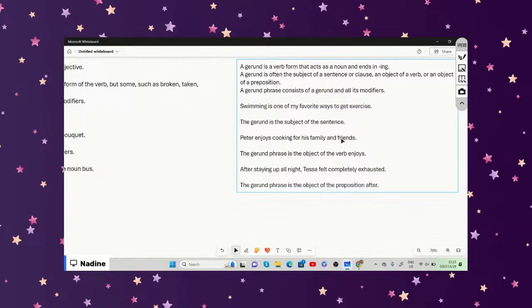And a gerund is often the subject of a sentence. It's whatever we are discussing, whatever the sentence is about or talking about. So a gerund is often the subject of a sentence or clause, an object of a verb, or an object of a preposition.